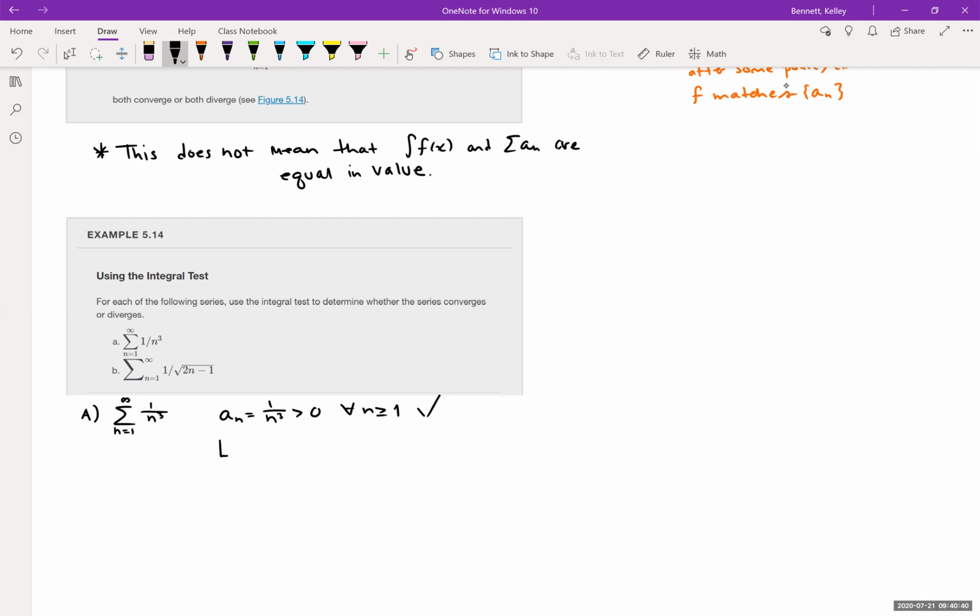Then the next thing we need to determine is our function f. So we're going to let f equal 1 over x cubed. So now what we get here is that f of n equals a sub n, right? So on every positive integer, the function matches the terms in the summand. And remember, this only had to be true for some integer value N, but this will start to be true right off the bat. So this is true for all n greater than or equal to 1. So here our capital N equals 1.